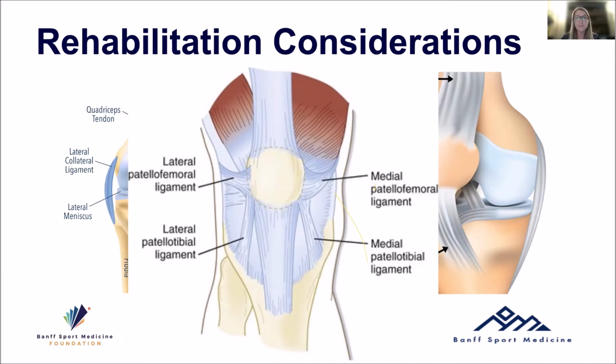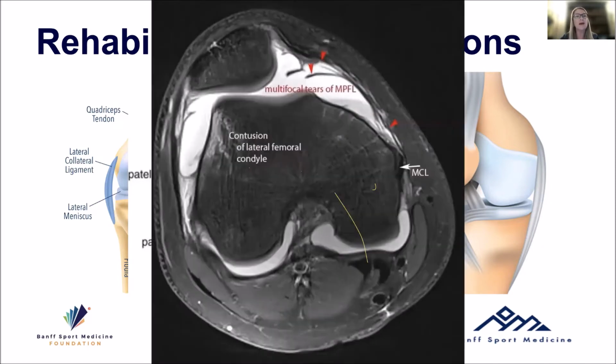So if we look at an MRI of these patients, there are often a number of tears, and you can see on the right side there of the image that there are multifocal tears of the MPFL noted there. So multiple strands of the patellofemoral ligament being torn. The other thing that you can see, and Laurie spoke about this earlier, is that the patella is no longer centered. It's actually sitting to the lateral side.